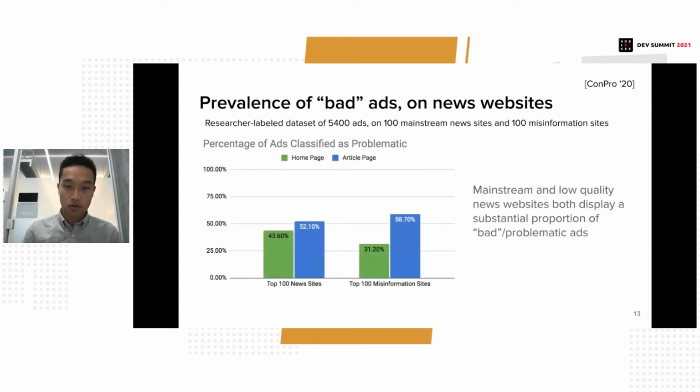Of the ads we labeled, about half on both mainstream and low quality news sites were in our problematic categories. And we didn't actually find a substantial difference between these mainstream and misinformation sites, which suggests that the quality of sites doesn't necessarily have a bearing on the quality of ads appearing on them.